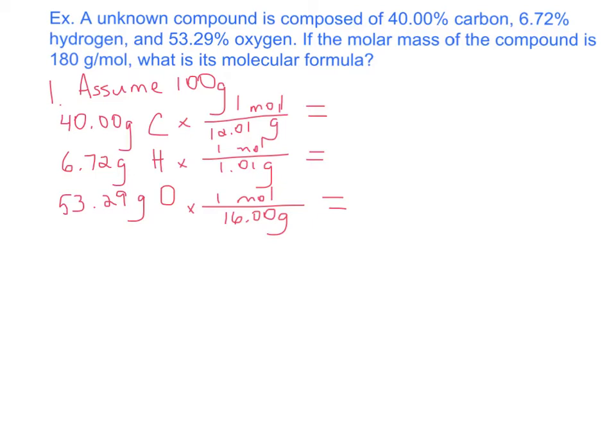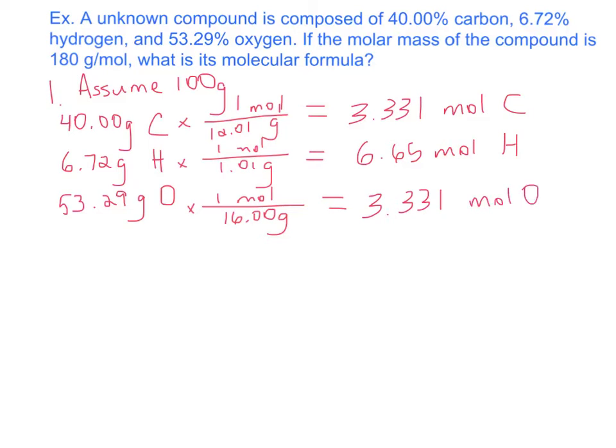Now what you should get is 3.331 moles of carbon, 6.65 moles of hydrogen, and 3.331 moles of oxygen. So now we have the moles of each element. And now we need to get to the mole ratios of the elements. And I told you to do that by dividing by the smallest number of moles. So in this scenario, we have 3.331 moles, 6.65 moles, and 3.331 moles.